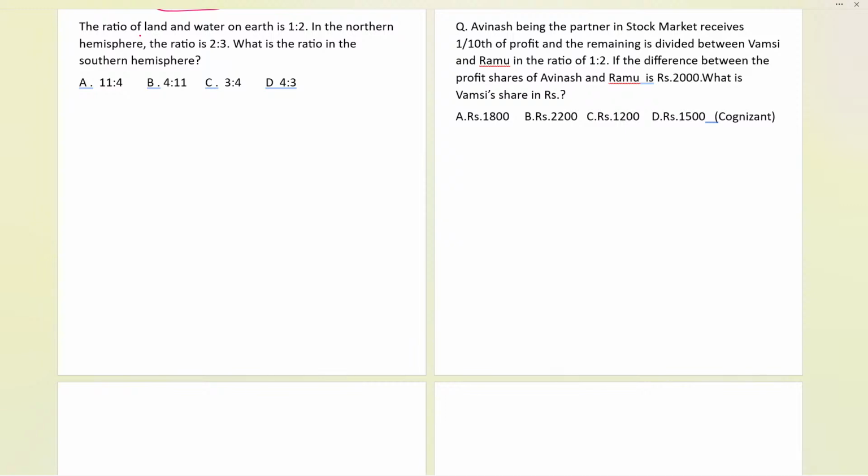One minute to go. Twenty seconds. Try and comment down your answer, whatever answer you are getting. That doesn't matter whether it is incorrect or correct. Just try your level best.